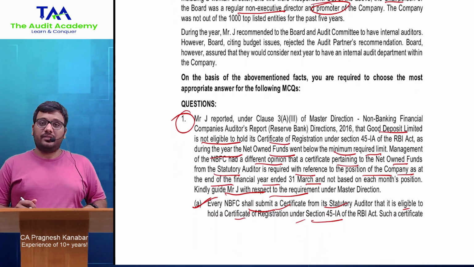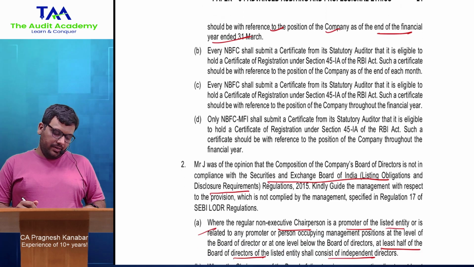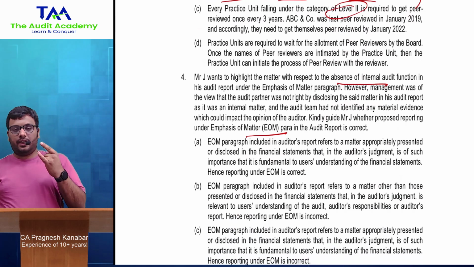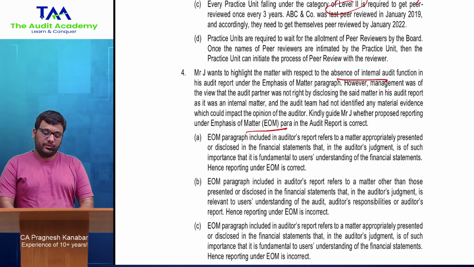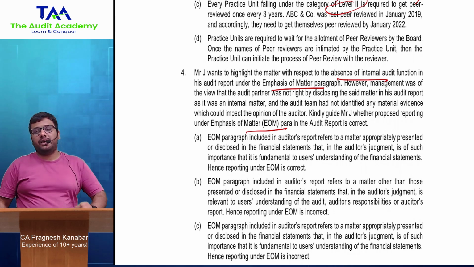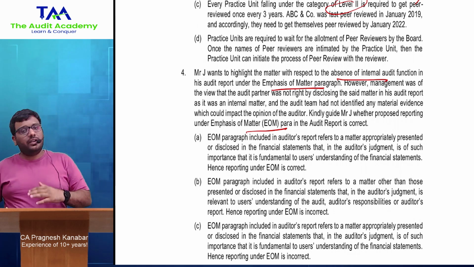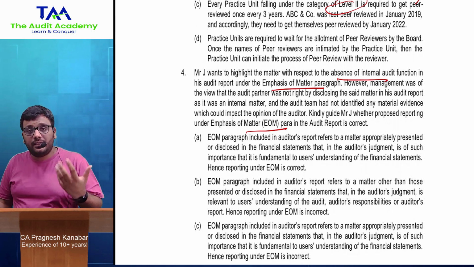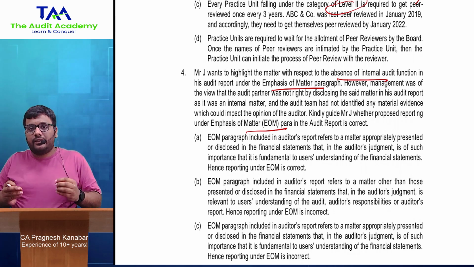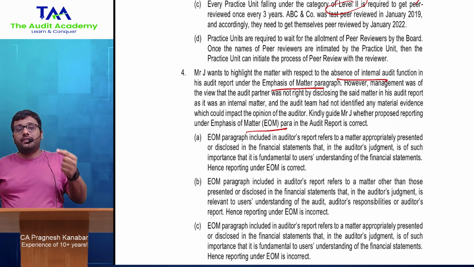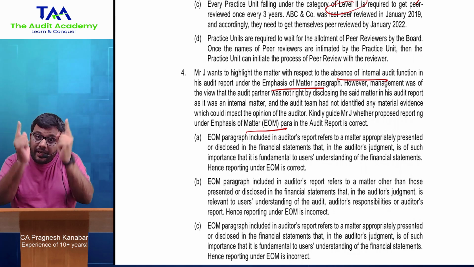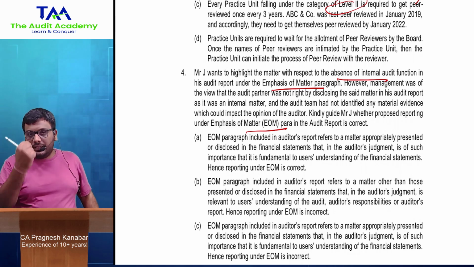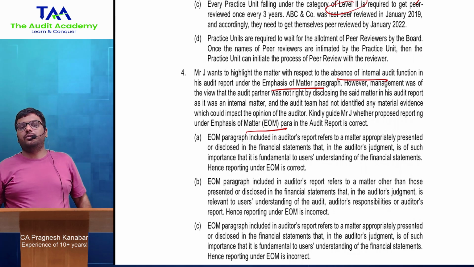Boss, here internal audit is mandatory. They must appoint an internal auditor. And look at this, what is Mr. J going to do now over here? Mr. J wants to highlight the matter with respect to absence of internal audit function in the audit report under emphasis of matter paragraph. Now for the students who have seen my videos, even my free revision videos, you know that when it comes to emphasis of matter paragraph, you can highlight only those matters which are presented and correctly disclosed in the financial statements, for which you do not have a modified opinion and you feel that it is of importance for the fundamental understanding of users of financial statements.